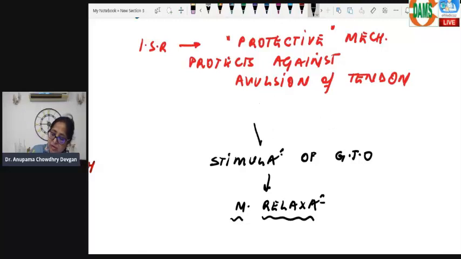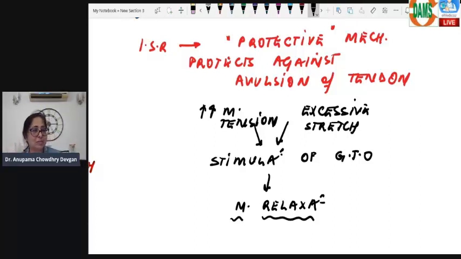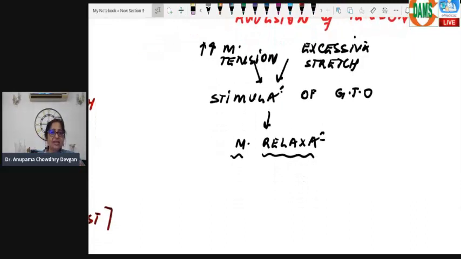Stimulation of the Golgi tendon organ can occur whenever there is a massive increase in muscle tension, or if there is an excessive stretch. Remember, if it is a mild to moderate stretch, the muscle spindle response will happen. There is stimulation of the muscle spindle and the response will be a muscle contraction. But if the stretch is excessive, then it will be the stimulation of the Golgi tendon organ and a muscle relaxation, right?